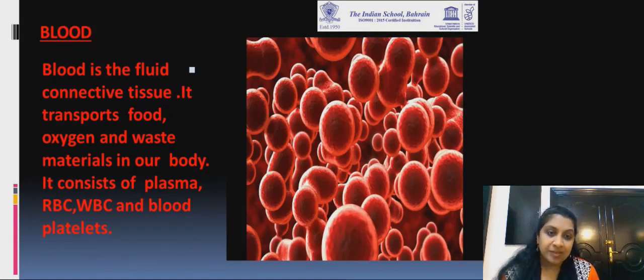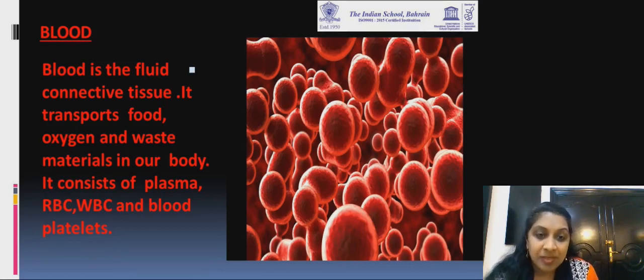When your fingers get cut accidentally, the fluid that comes out of them is red in color and it is called blood. The blood is red in color due to the presence of iron-rich protein called hemoglobin. Blood is the fluid connective tissue. It transports food, oxygen and waste materials in our body.